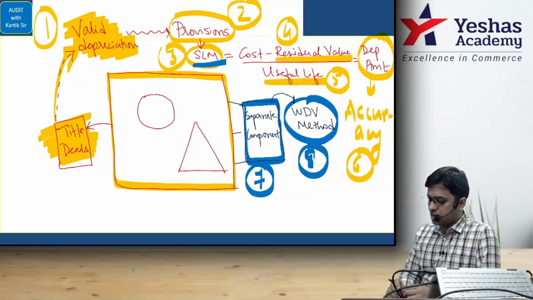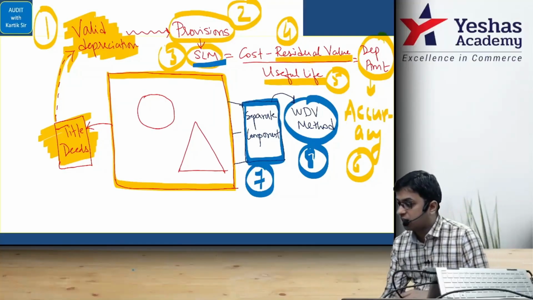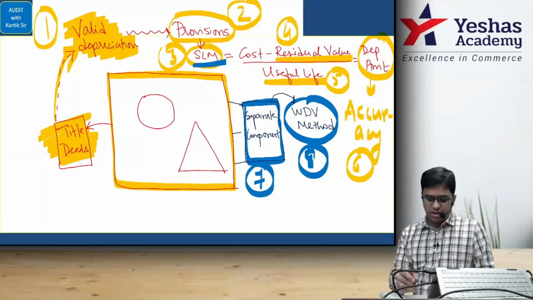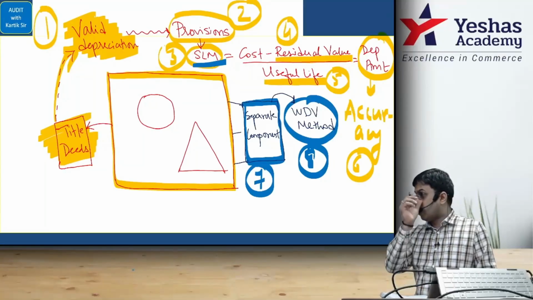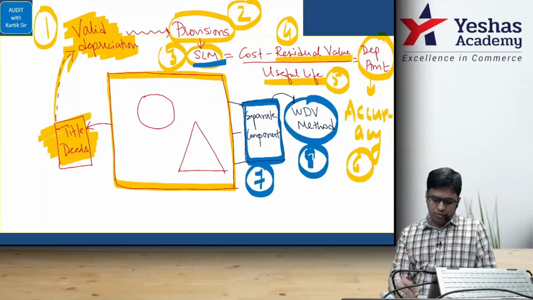Point number 1. Now with me, look here. Where depreciation and amortization charges are, underline the word valid. Put point number 1 in your notes. Mark it as valid, in brackets right there. For this, the auditor shall check title deeds. Title deeds is not something that you are hearing for the first time.